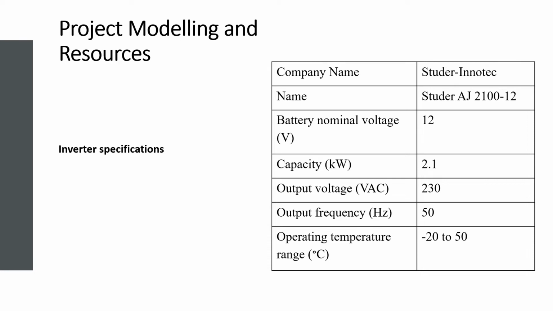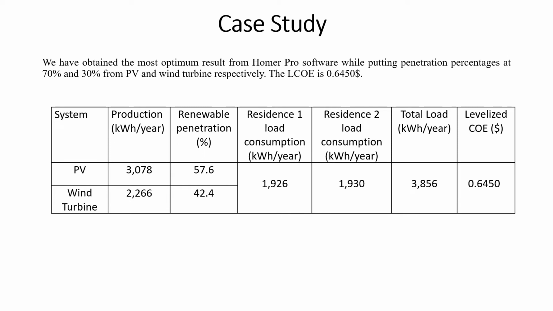The frequency is 50 hertz because that is the standard frequency in India, and the operating temperature of this inverter is minus 20 to 50 degrees centigrade. After the simulation in HOMER Pro software, we generated the following table. Before doing the simulation, we set the penetration percentage at 70% and 30% from PV and wind turbine respectively. Naturally the PV will produce more power than the wind turbine, as shown in table 2.